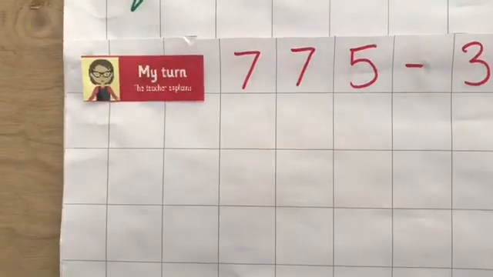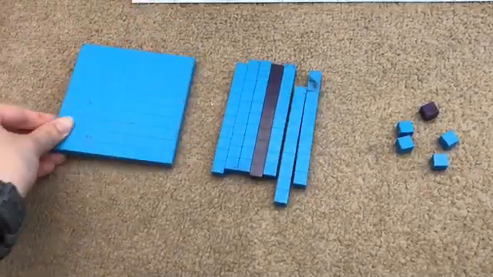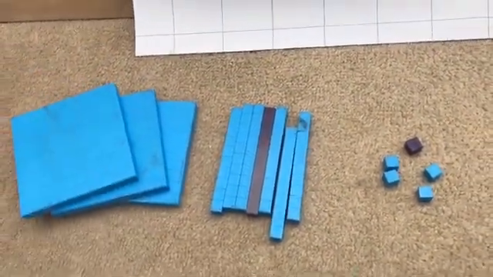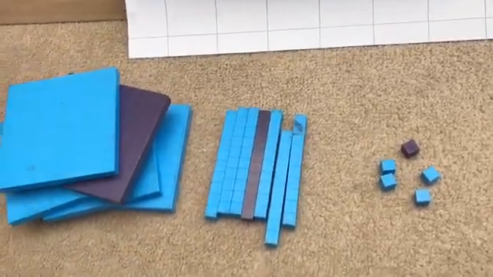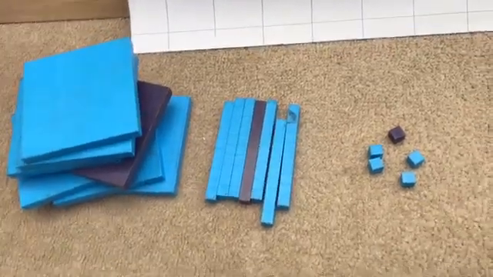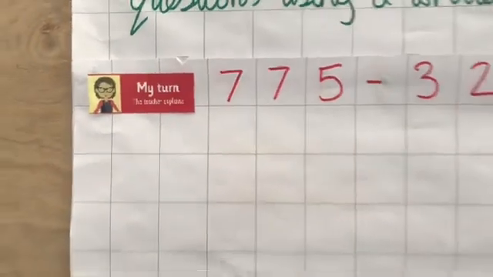Now, I've also got 7 hundreds, but remember, these ones are my hundreds. So, let's count those out together. 100, 200, 300, 400, 500, 600, 700. So now I've got the number 775, which matches my number up there.